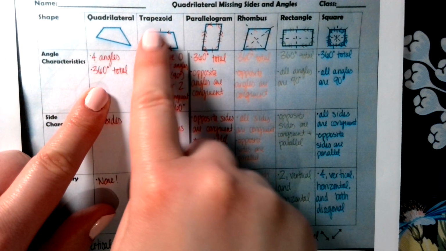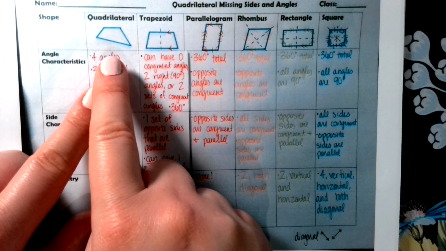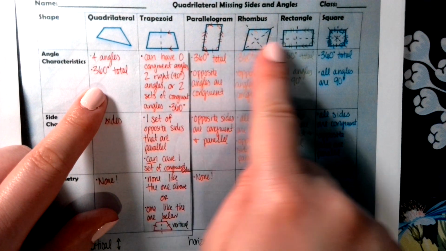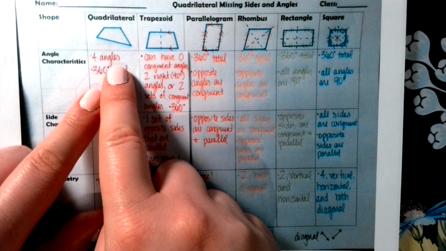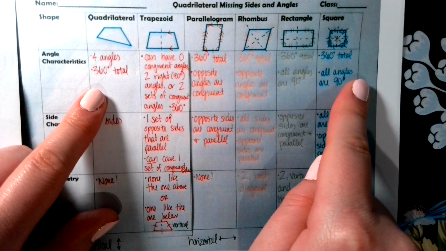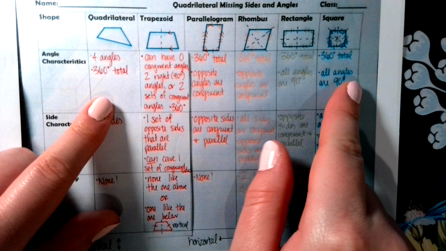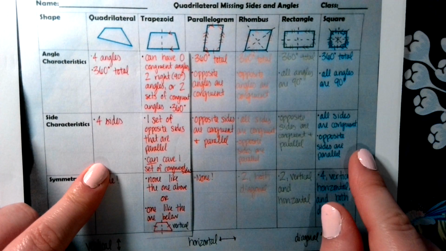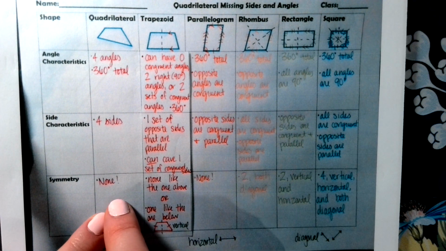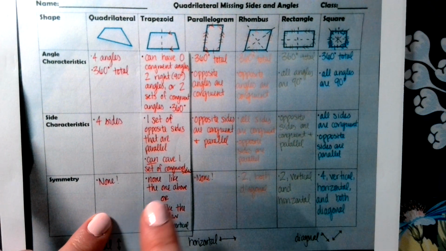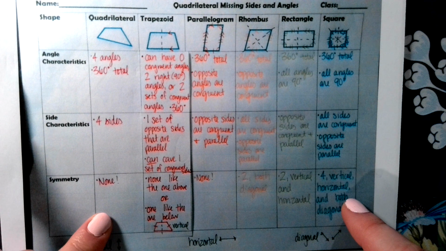So remember, all of these shapes are types of quadrilaterals. These are all special types of quadrilaterals. They all have 4 angles. They all total 360 degrees. All of these shapes have 4 sides. Quadrilaterals don't necessarily have symmetry, but some of these specific ones do.